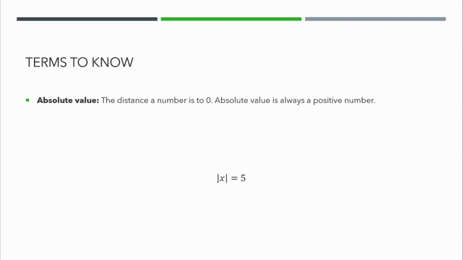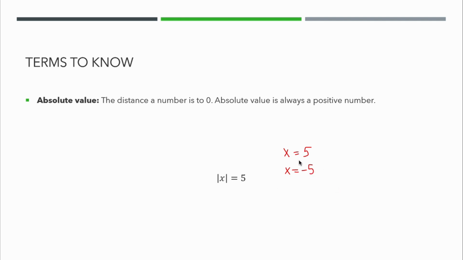So, how you would solve this is, since absolute value is the distance a number is to 0, and there are two numbers that have the same distance to 0, the positive variant of the number and the negative variant of the number, you would set this equal to the positive and negative variants of this number. So you would set x, removing the absolute value sign, equal to 5, and x equal to negative 5. And we already have our solutions there.